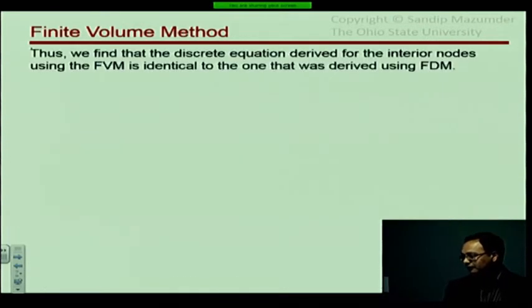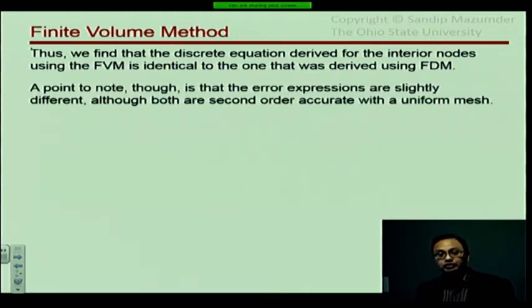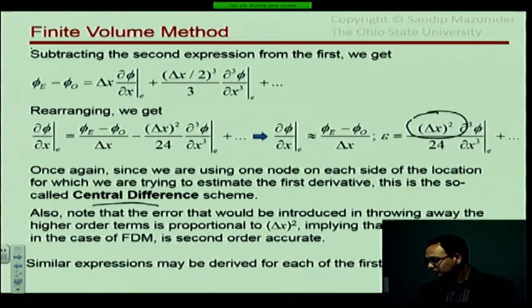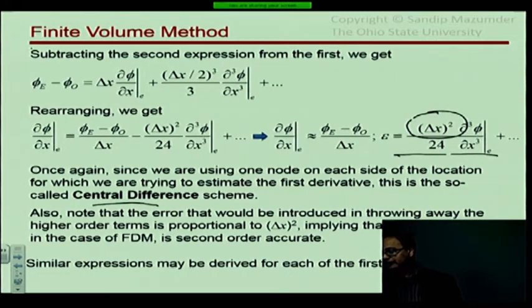But that's just something to understand, that the structure of the equations and the form of the equation is identical in the two methods. The order of the approximations is also the same. So one point to note, though, is that the error expressions are slightly different, although both are second order accurate. For example, just going back to here, if you recall, the error expression in finite difference was negative 1 over 12 delta x square.